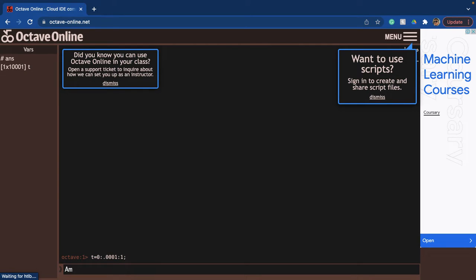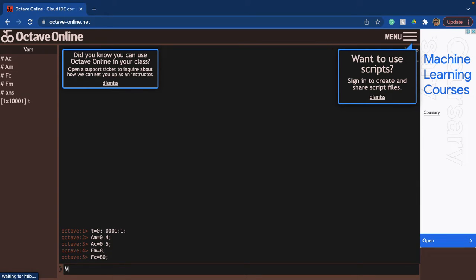AM is, suppose, 0.4, and AC is, suppose, 0.5, given, and FM is equal to, say, around 8 Hertz, and my FC is 10 times that, so FC is around 80 Hertz. So this has been given to me.